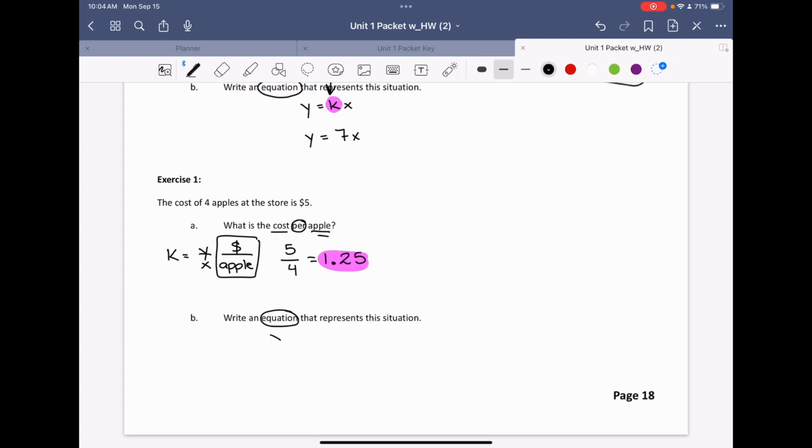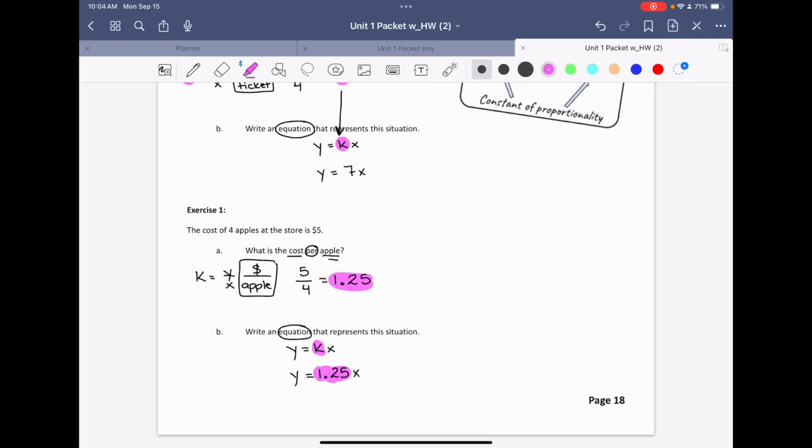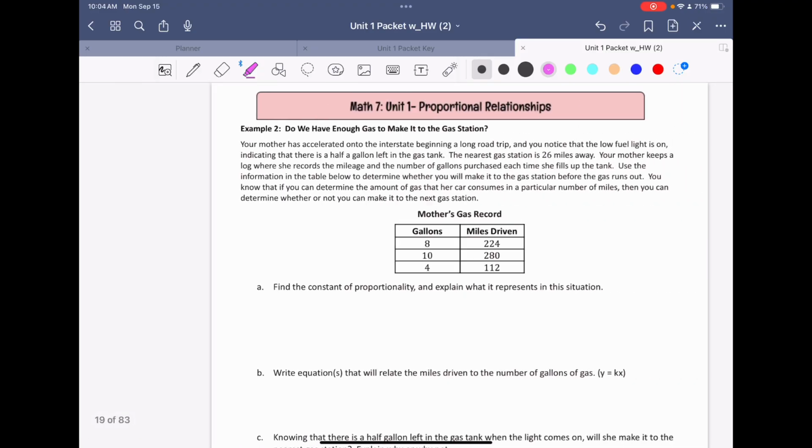Remember the equation in the form of y equals k times x. I'm going to replace k with my unit rate that I just found. Everything else stays exactly the same. The only thing that changes is k. So x and y are variables that should stay as variables unless we are using them to solve. Right, next page.